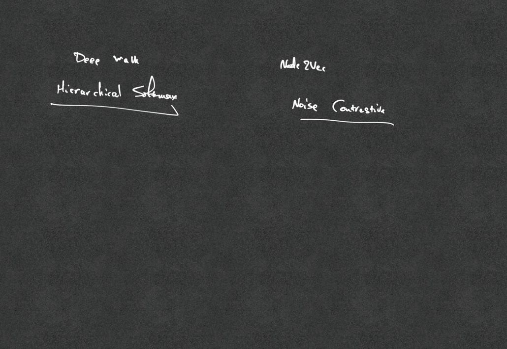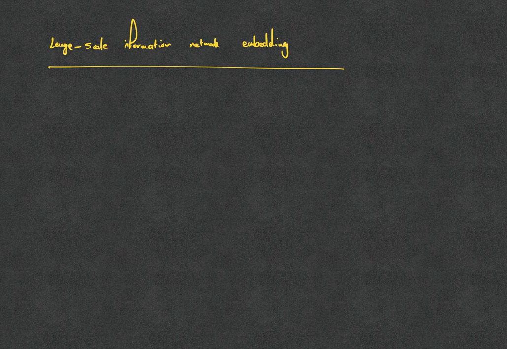And also in other domains of machine learning, we can see that noise contrastive estimation has been in a lot more use than, for example, hierarchical softmax. The LINE approach, or large-scale information network embedding, which was introduced in 2015, is also a pretty interesting approach with some close theoretical ties to the Node2Vec and DeepWalk approach.